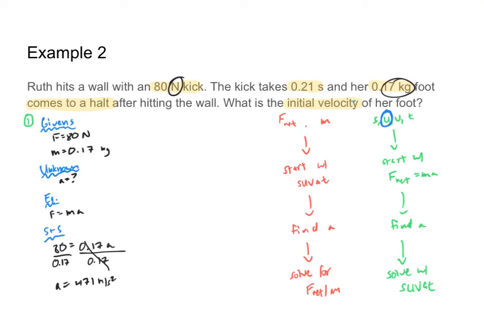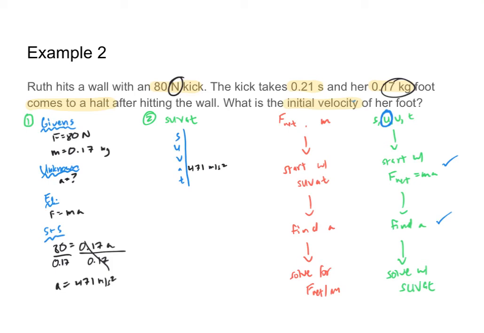Now I have used F equals ma to find my acceleration, and now I'm ready to move on to step 2, which is to use a SUVA table. So for my SUVA table, I'm going to go ahead and line up my unknowns and my givens. I know that my acceleration is 471 meters per second squared, so I just solved for that.